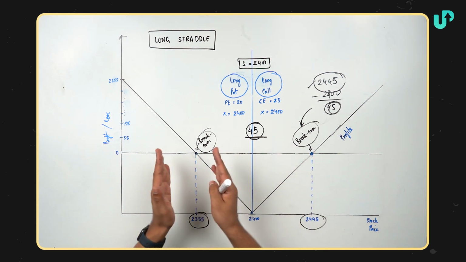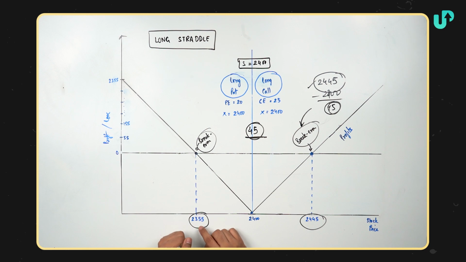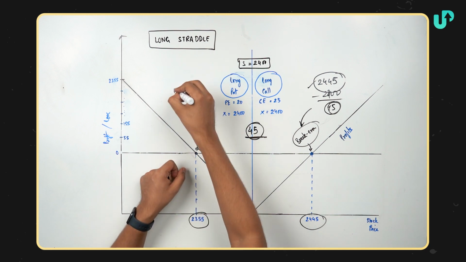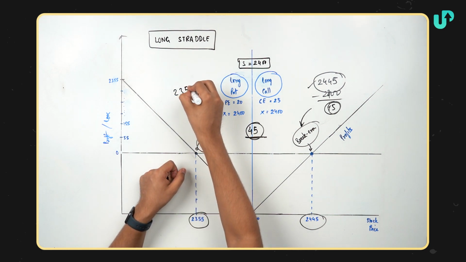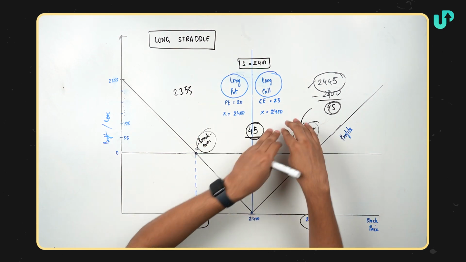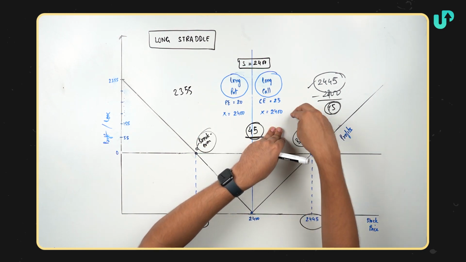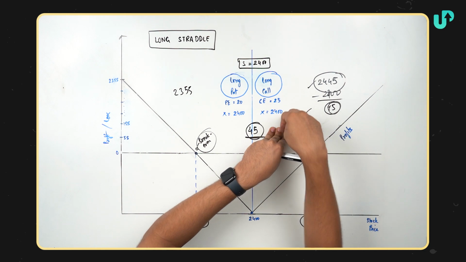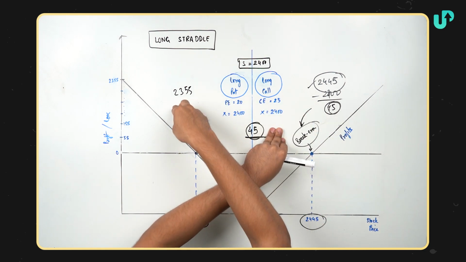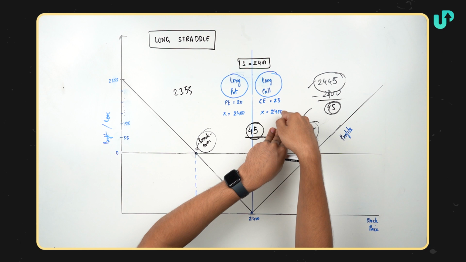Now let's come to the left hand side, where say for example the stock price has gone to 2355. Alright, now currently the stock price is 2355. In this case, your call option is worthless. When you have the right to buy at 2400, why would you do that? You'd rather go in the market and buy it for 2355. So you'll not exercise your call option here.